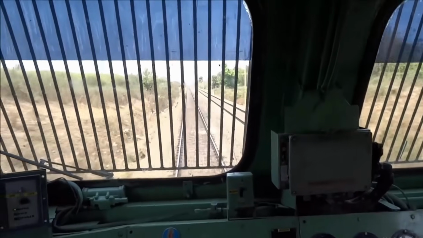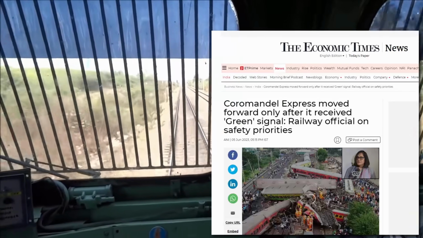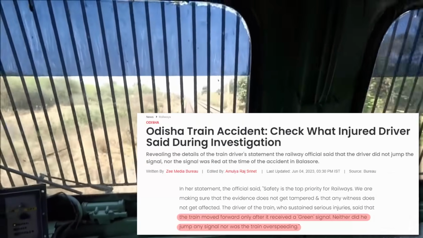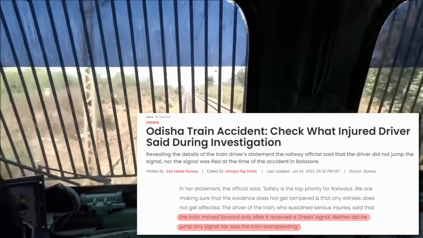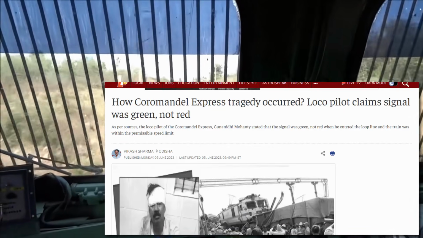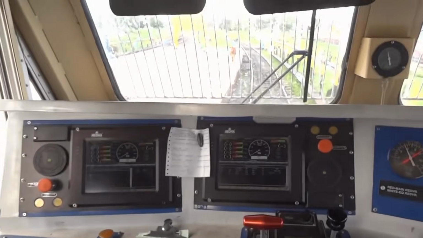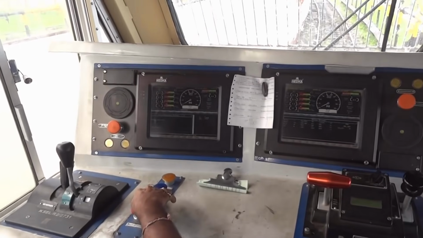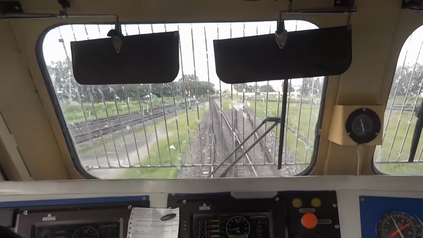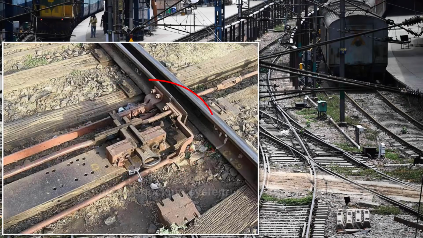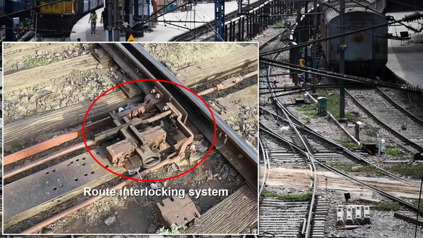According to the statements of the train driver, he proceeded with the train after receiving a green signal and was travelling at a speed of 128 km per hour, which falls within the allowed speed limit of 130 km per hour. These details have been verified through the locomotive logs. There is no overspeeding and no fault of the driver. And now the only question remains, what happened to the interlocking system?